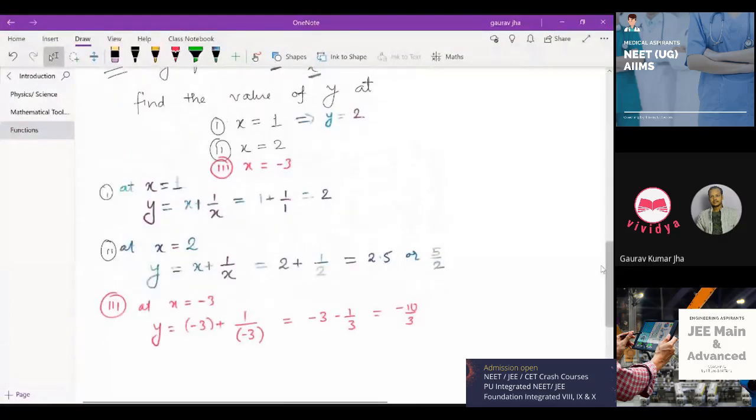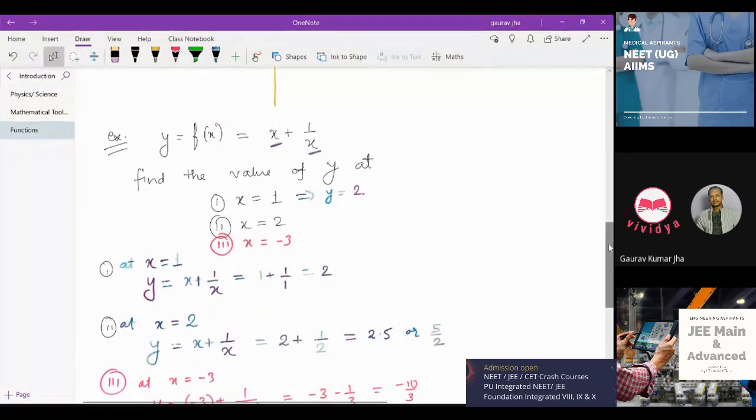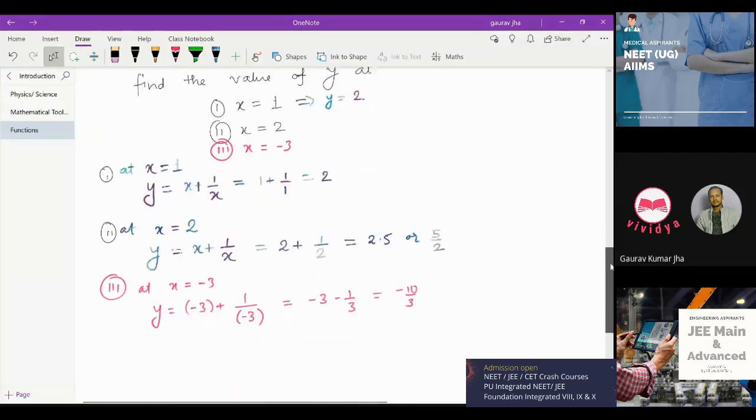So from this question, did you understand what is domain? Domain is simply, I don't require that in physics, but anyway, just for general knowledge. Domain of this function could be anything except for 0, because at 0, 1 by x is not defined. That's why.